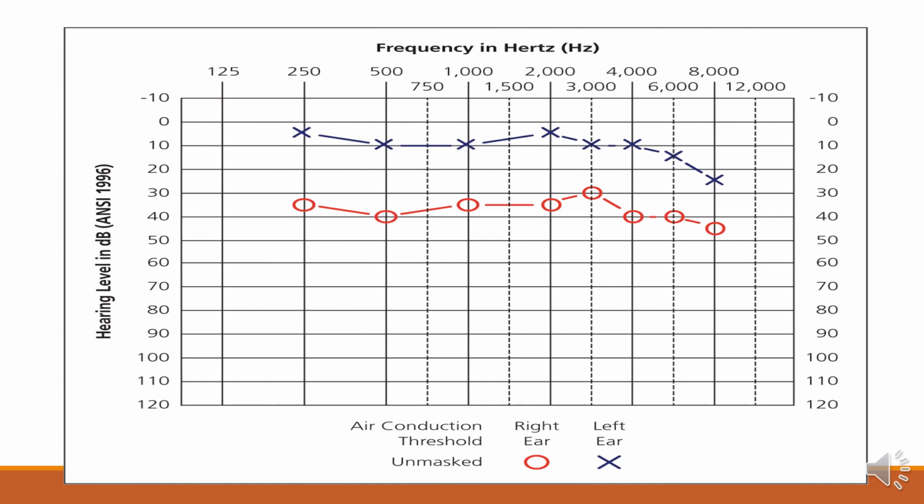In a normal person, the curve of bone conduction and the curve of air conduction both lie above 25 decibels, and there is no air-bone gap, that is, they overlap each other. Here in this patient, you can see this blue one is the curve of bone conduction, and this red curve is for air conduction.